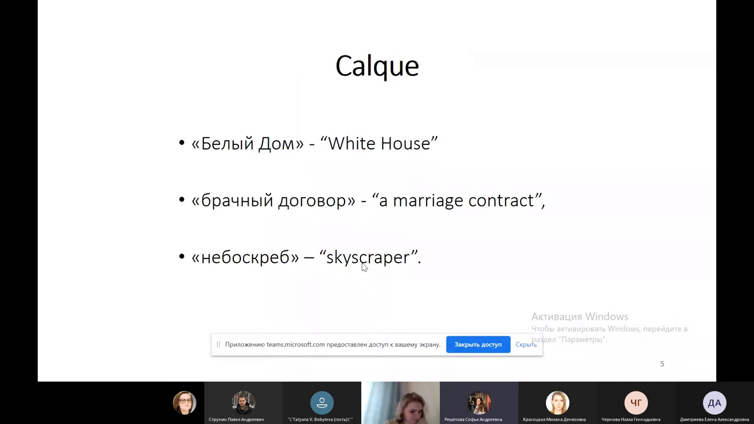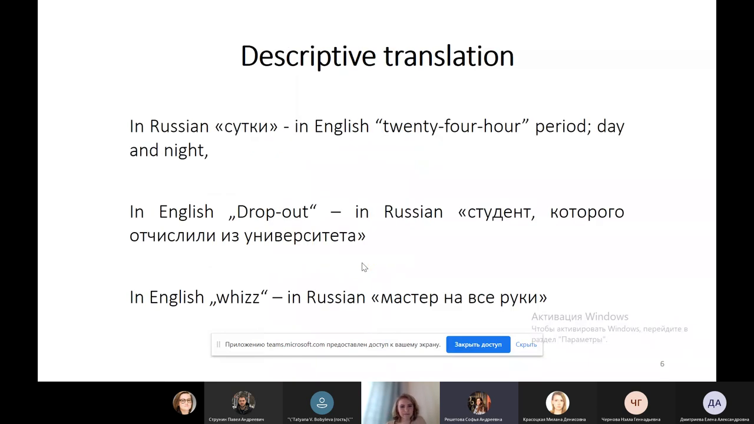For example, Белый дом, we can translate as White House, or Зимний дворец, Winter Palace, Брачный договор, a marriage contract, and Небоскреб, Skyscraper. Calque assumes that the individual parts of a foreign word, specifically morphemes or lexemes, are transmitted to the translated language by the corresponding equivalent. And the last, but not least, is descriptive translation.